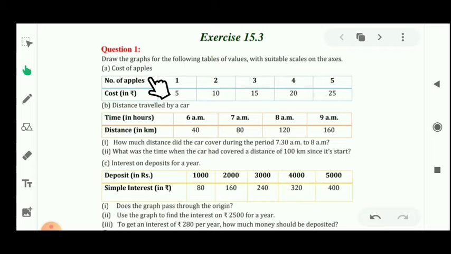Cost of apples. Number of apples. 1 apple's cost is 5, the cost of 2 apples is 10, the cost of 3 apples is 15. Similarly, the cost of 4 apples is 20 and the cost of 5 apples is 25. Let's see the solution of this question.